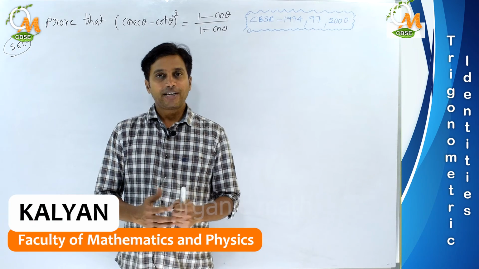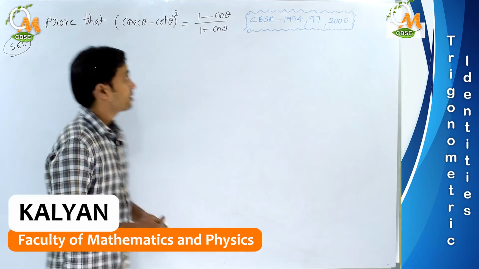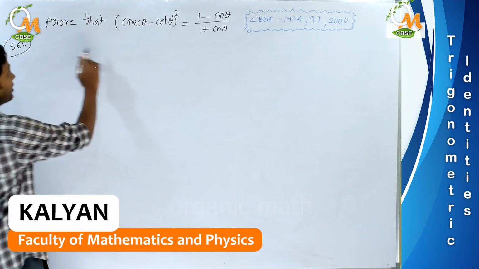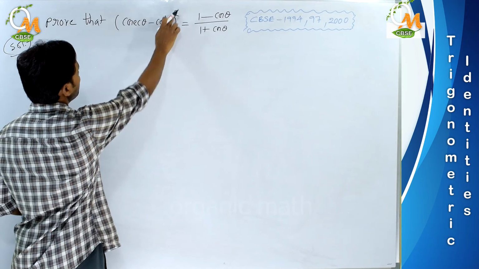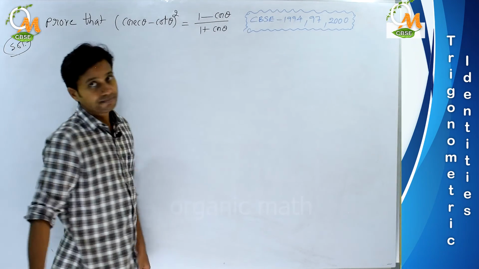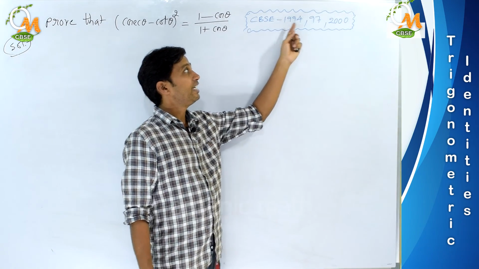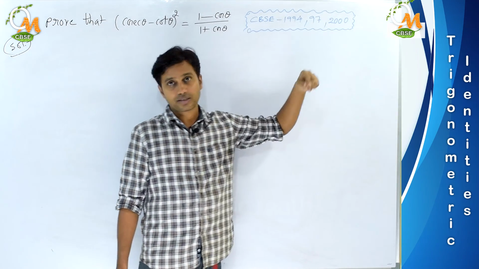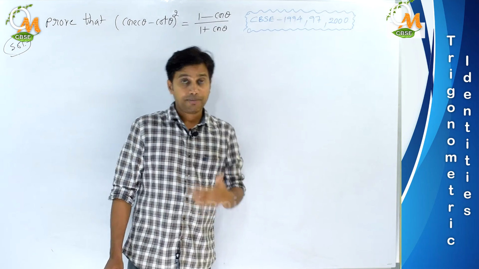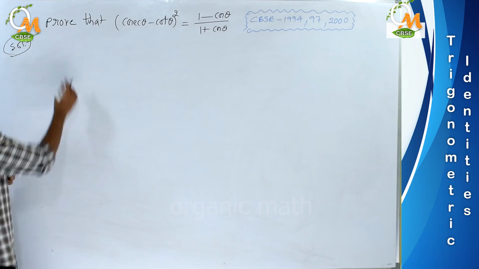Let us do one more application based on trigonometric identities. We need to show that (cosecant theta minus cot theta) whole square equals (1 minus cos theta) by (1 plus cos theta). This is a problem from CBSE 1994, 1997 and 2000, and it might be given now also. Now just see how to solve it.